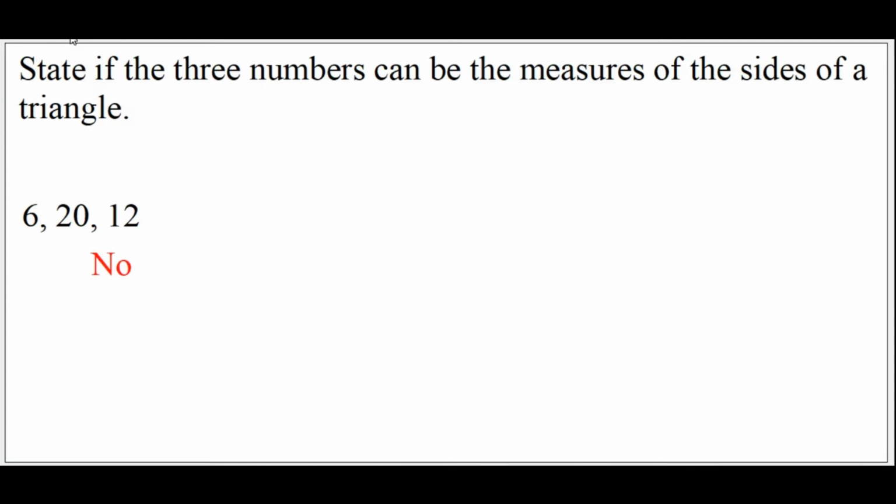Why is it no? Again, we are going to look for the longest side. The longest side is 20. We are going to compare that one to the sum of the remaining sides. 6 plus 12, and the answer is 18. So 18 is less than 20. Again, the sum of the two sides should be greater than the third side.